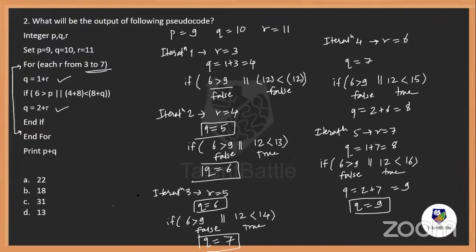And then finally, we will be calculating P plus Q. So the value of P is 9, that remains unchanged throughout the execution of the expressions. So that will be 9 plus, at the end of the for loop, we got the updated value of Q, that is 9 again. So 9 plus 9 will be 18. So the final answer will be option B here, 18.